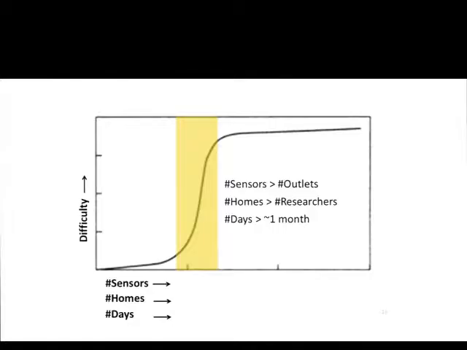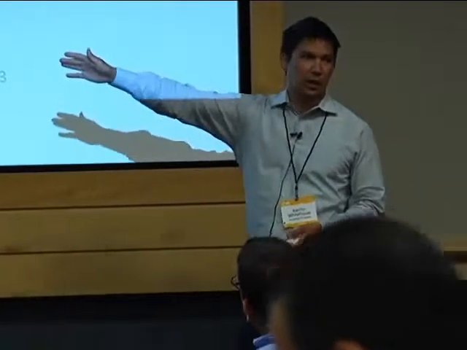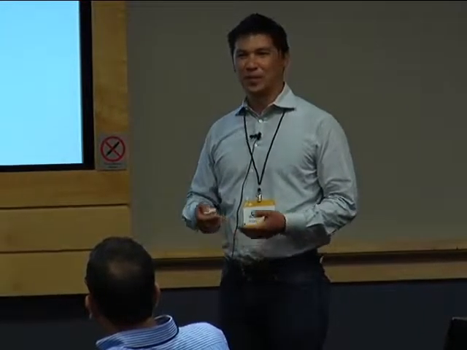So we found that the difficulty of these deployments, shown here on the y-axis, increases dramatically as we move along this x-axis of scale. There are specific thresholds where it became very difficult, shown here in yellow. For example, as we increase the number of sensors per house, deploying a small number of sensors is pretty easy. But as the number of sensors grew larger than the number of power outlets in the house, things got really difficult. Deploying in a small number of homes was pretty easy, right? Just plug them into the walls. But as the number of homes outgrew the number of researchers in our group, it became very difficult.